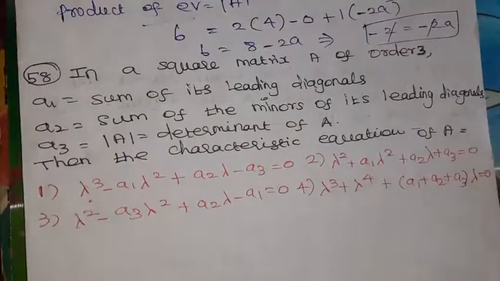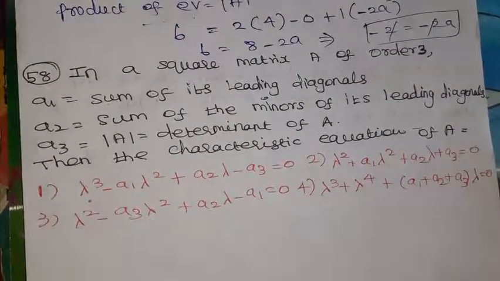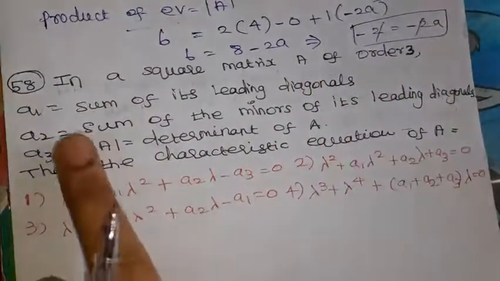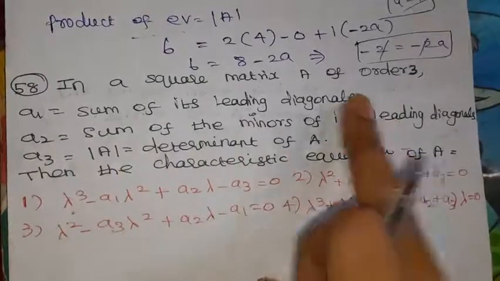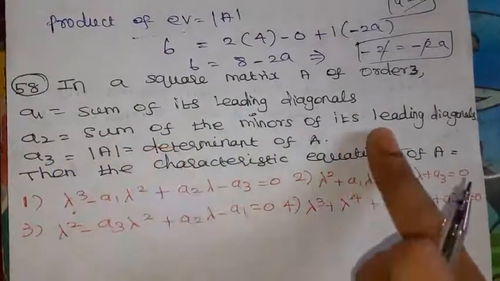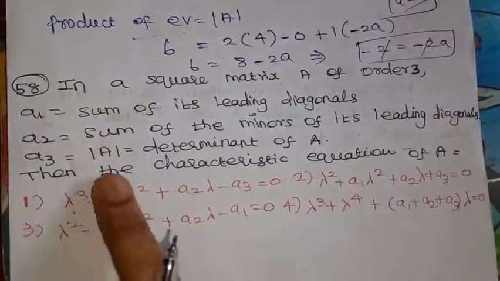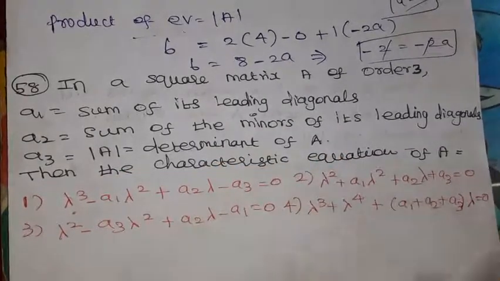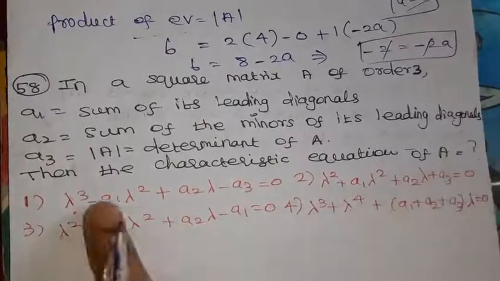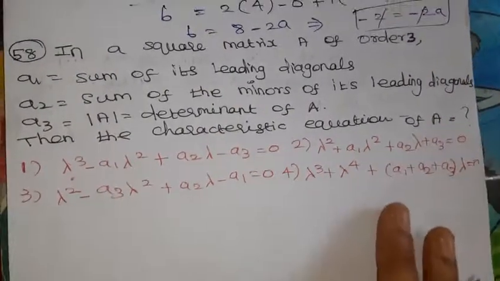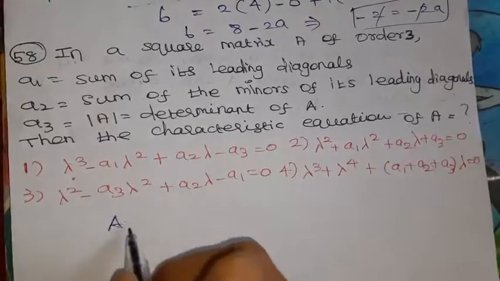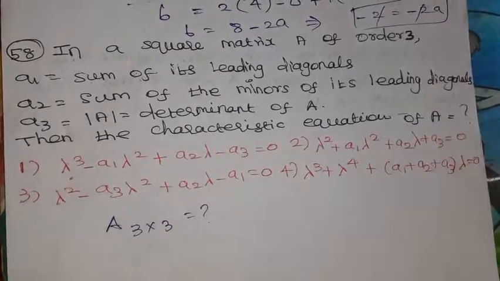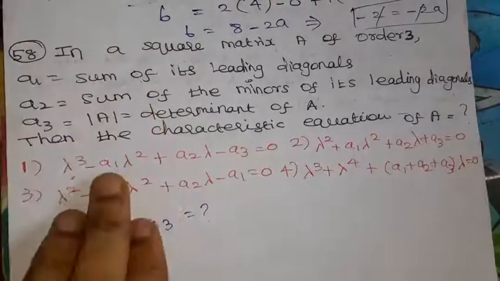Then move on to question number 58. In a square matrix A of order 3, A1 is the sum of its leading diagonals, A2 is the sum of the minors of its leading diagonals, A3 equals modulus A, nothing but determinant of A. Then we need to find out the characteristic equation of A. So what is given? A is a 3 cross 3 matrix.